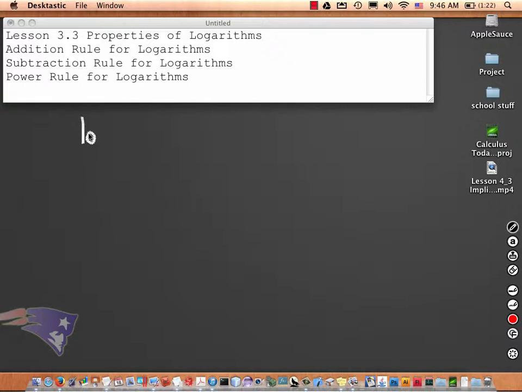Okay, if I have the logarithm of 2 to the third power, this is exactly the same as 3 times the logarithm of 2.